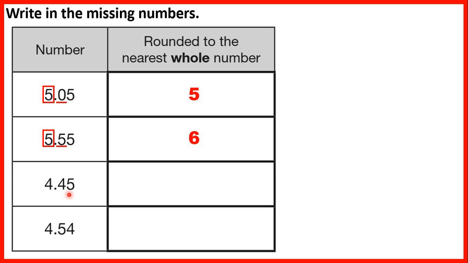Now 4.45. We circle our ones and look at our tenths. It's a 4, and if it's 4 or less, we round down. So that means the 4 that we've circled stays the same. And finally, 4.54. We circle our ones, look at the digit to the right, and because it's a 5, we need to round up. So this 4 will become a 5.